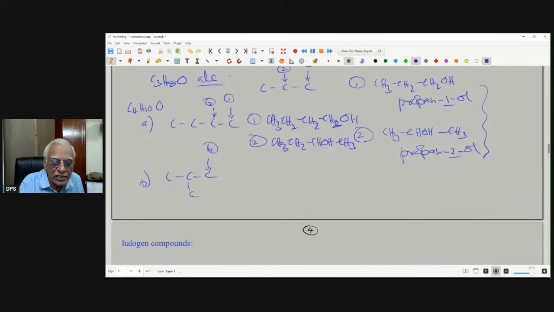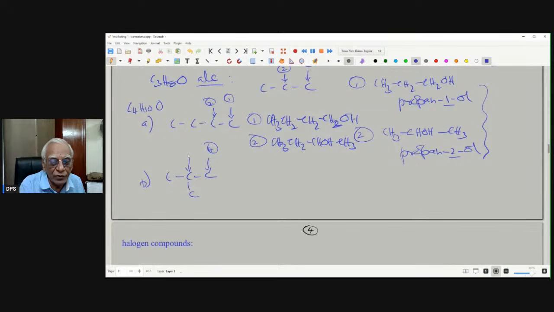This is the fastest way. You draw only the carbon skeleton, put an arrow mark and put the numbers. That way you should be able to identify the total number of isomers. The fastest way of identifying. They can ask you to write the total number of isomers. This is the fastest way.